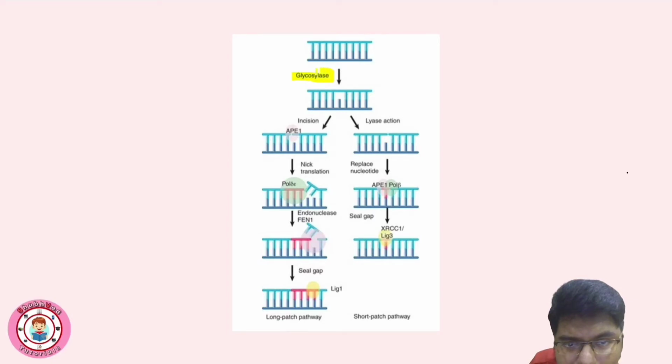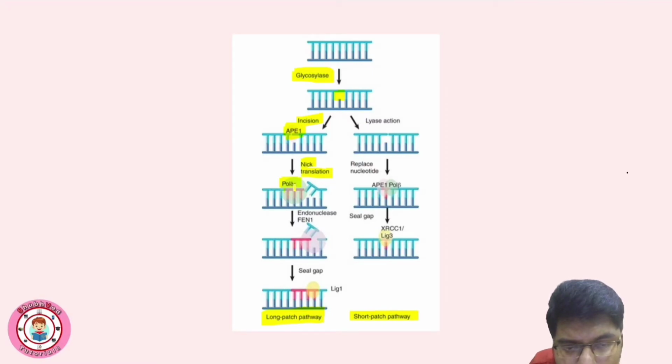Alright? In eukaryotes, the process is the same. First of all, glycosylase. Then there will be an AP site. See, the nucleotide has been removed, but the backbone is intact. Then incision by AP endonuclease 1. See, this is a long pathway. There are two pathways, long pathway and short patch pathway. So this is the same, AP1. Then nick translation means what? This has to be cut and the repair has been done by Pol delta or epsilon.